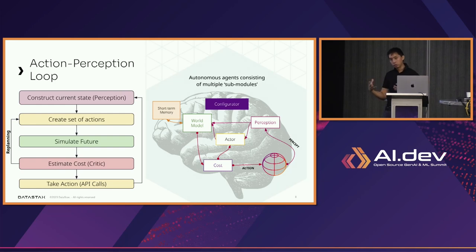If the cost is too high, it goes into a re-planning loop. So it recreates the plan until it either gets to a low enough cost that the AI system is ready to give an answer, or it exhausts the number of times it can try. And at that point, once it has a plan, these AI systems will take action in the world, namely through API calls.